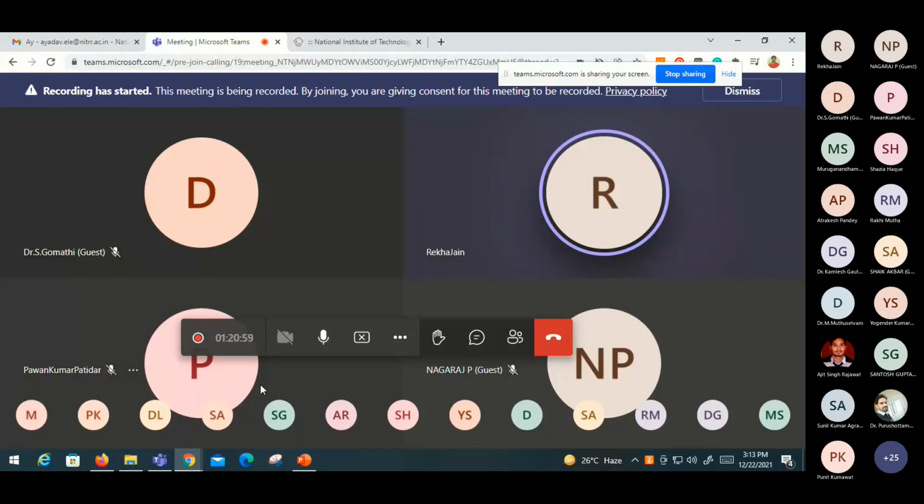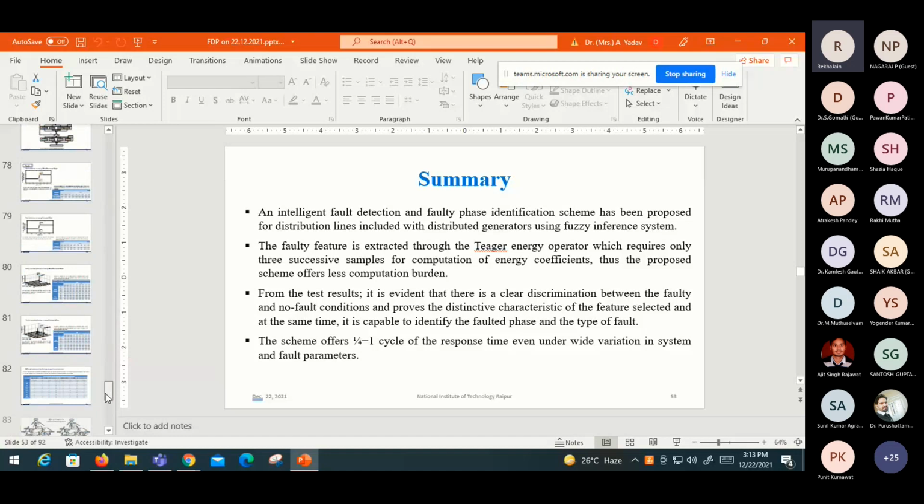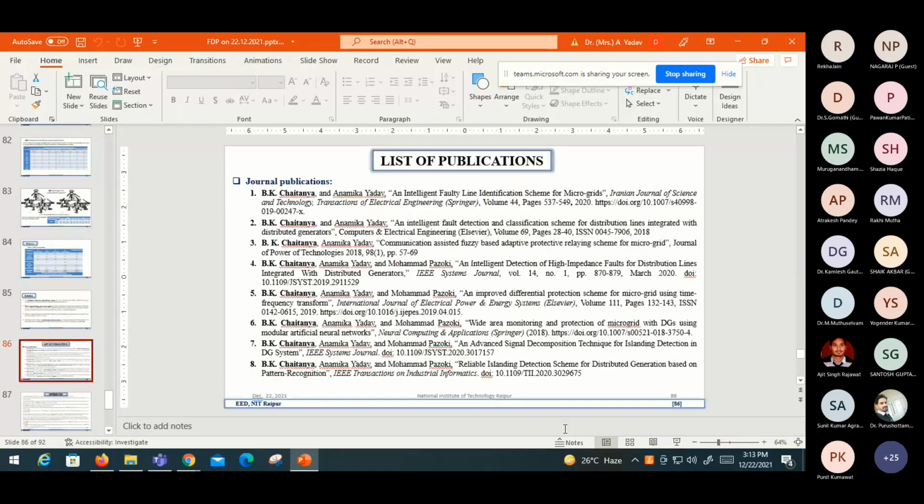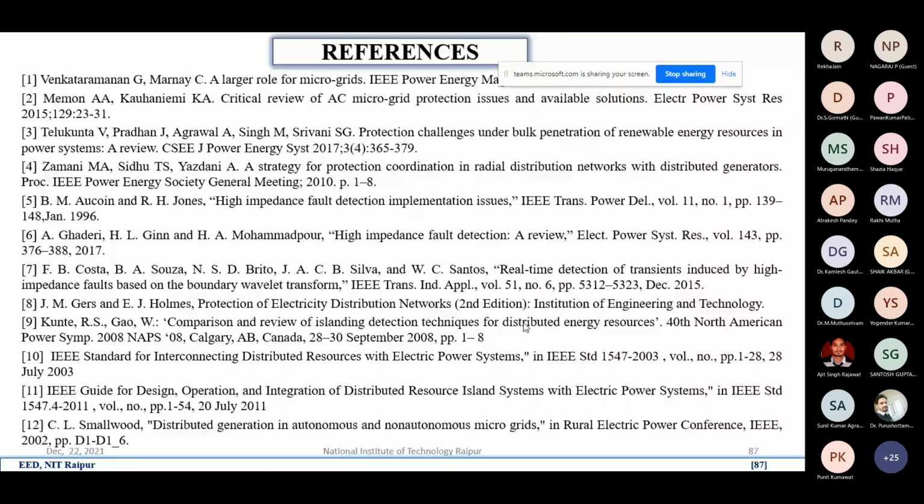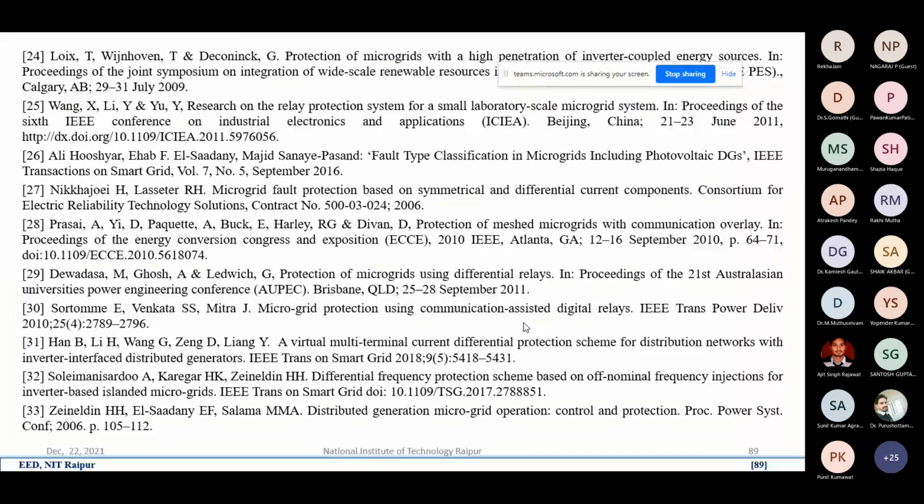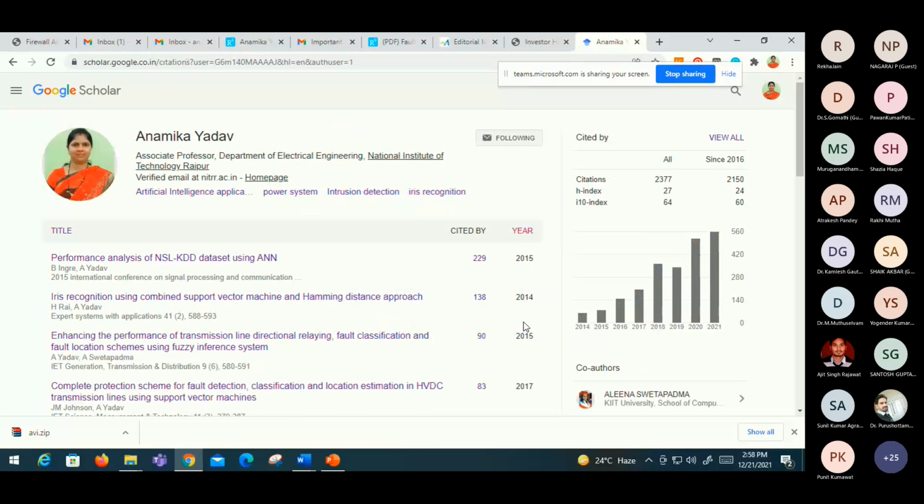I have finished my work, so I would like to show a few of the references then. Wait a minute. These are a few of the publications that can be referred by you. It has been done by my PhD scholar, Poka Krishna Chaitanya, who has recently graduated and received the degree in December 2021. And these are a few of the references. This is my Scopus profile and Google Scholar profile, where you can refer.